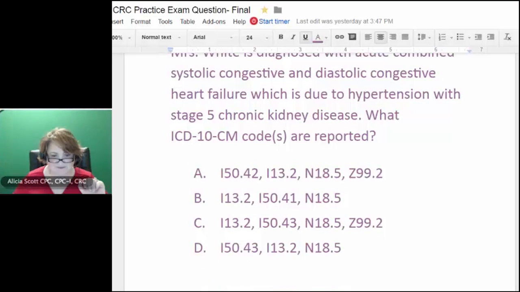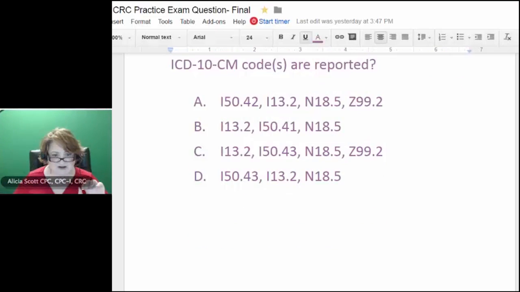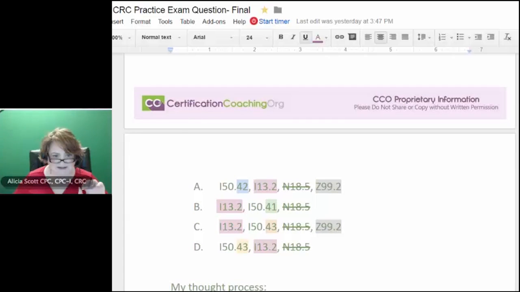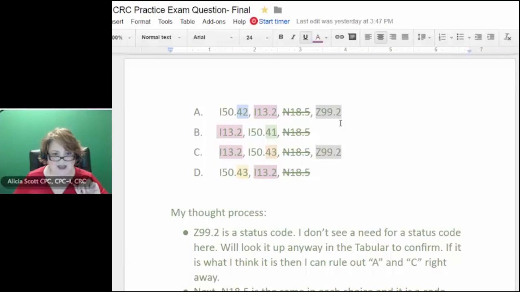So here are our choices. We're going to eyeball those choices for just a second, and I'm going to tell you what my thought process is when I just look at these codes without looking them up yet in the tabular. So again, four choices, kind of eyeballing them. Now let's scroll down here and see how my brain thinks. The first thing I notice is that N18.5 is all the same. So that tells me that's a code I don't need to look up. I don't need to pay attention to that code right now. It's going to be the same on every single choice.